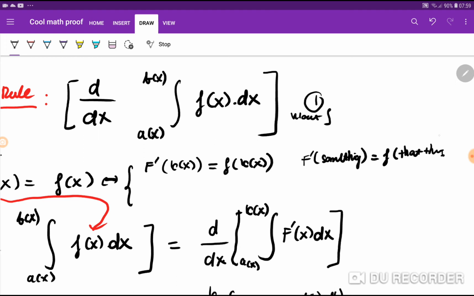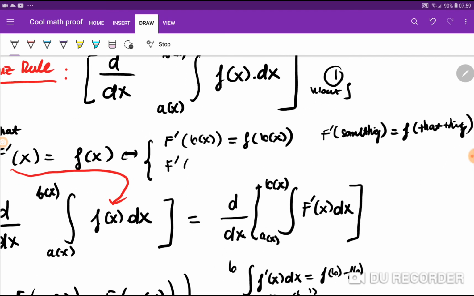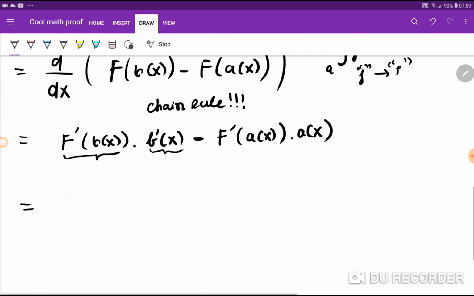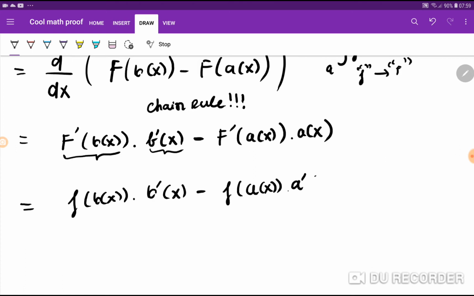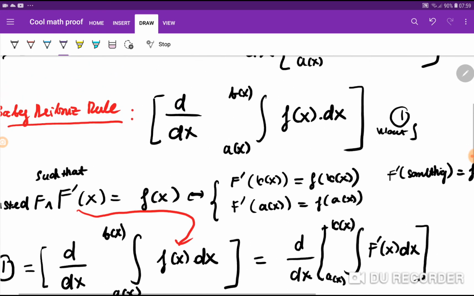Okay? Does it make sense? So F prime of a of x equal to f of x. Okay, so this is f of b of x times b prime of x minus f of a of x times a prime of x. Okay, ladies and gentlemen, this is our formula to calculate one.